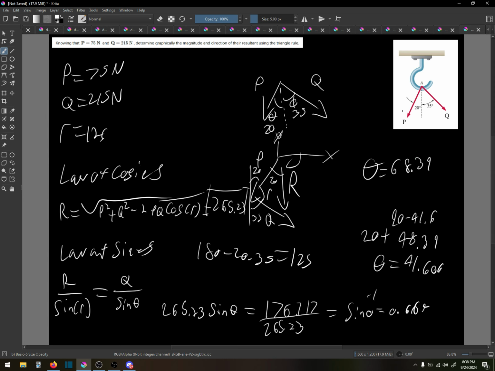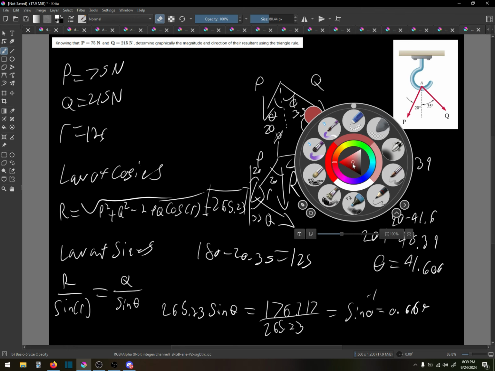68.39. So let's see, we've got 90 degrees here. It's going to be 90 plus 20 minus 41. Yeah. So actually R is taken from this. Oh, I should probably not be in white. If you look, I get it.